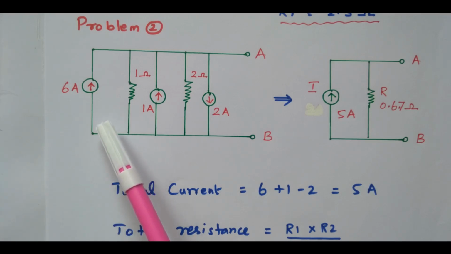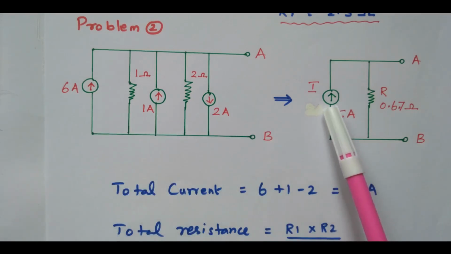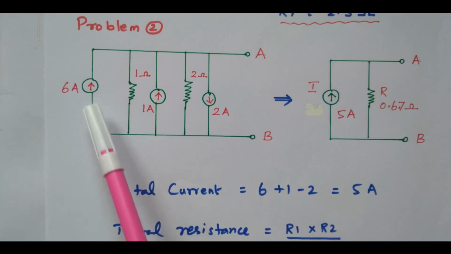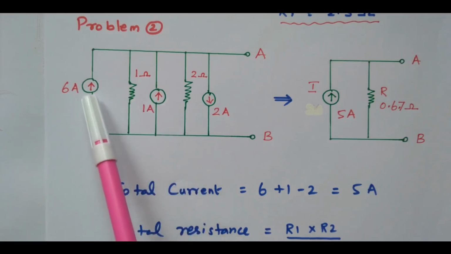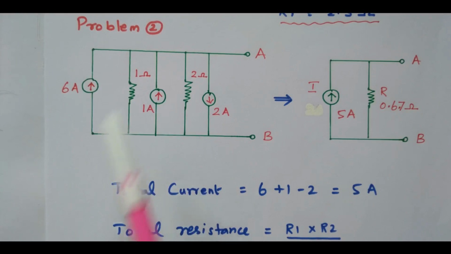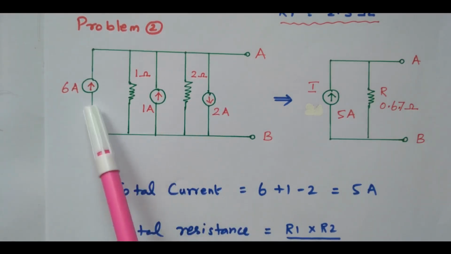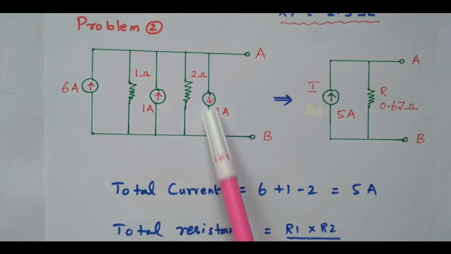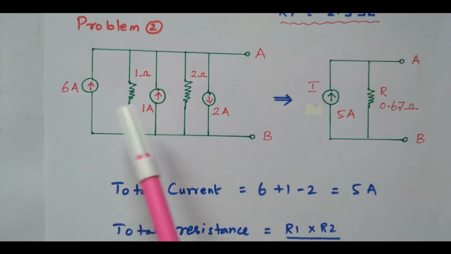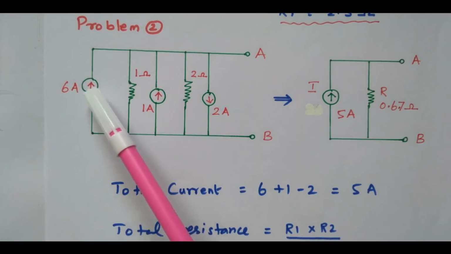Now we need to convert this current source into a single current source and a single resistor. How will you find the total current? Total current is nothing but, see the direction. This is upward, this is also upward, and this will be downward. So this is rising current, which may be taken as the positive current. These two are... this is negative current. So 6 plus 1 minus 2. We can easily identify which one is positive and which one is negative current from the direction.